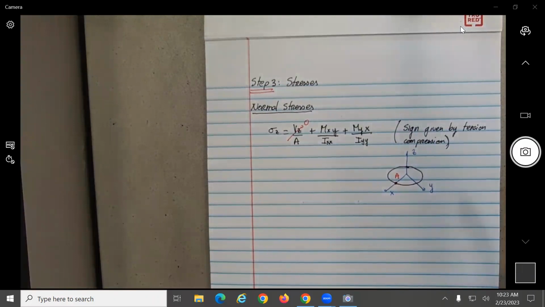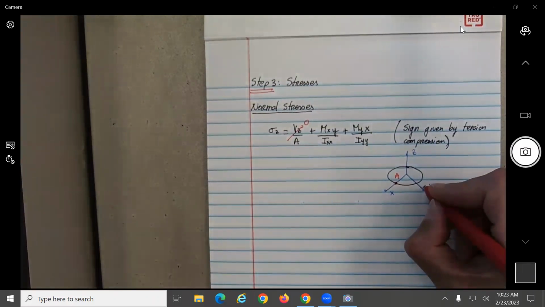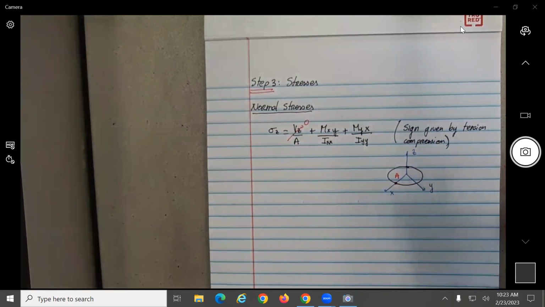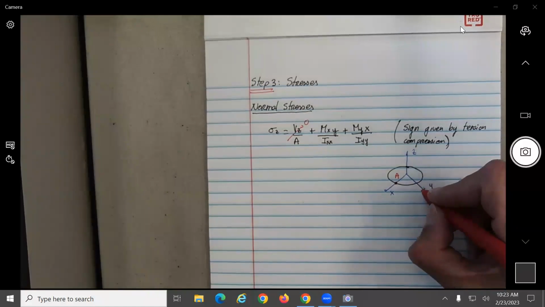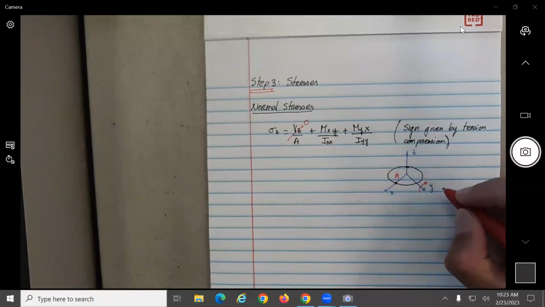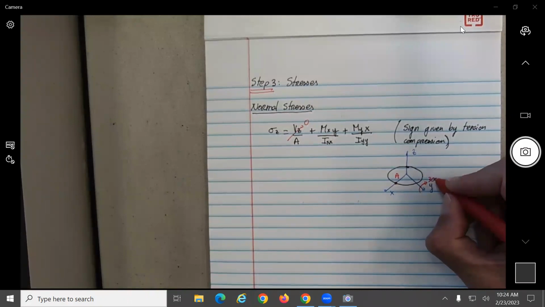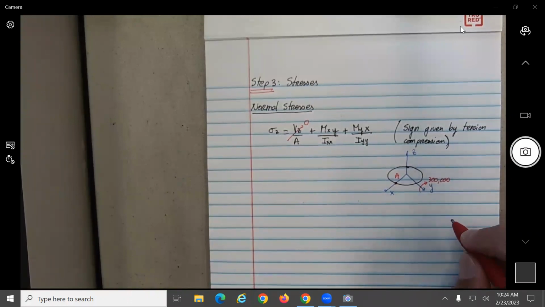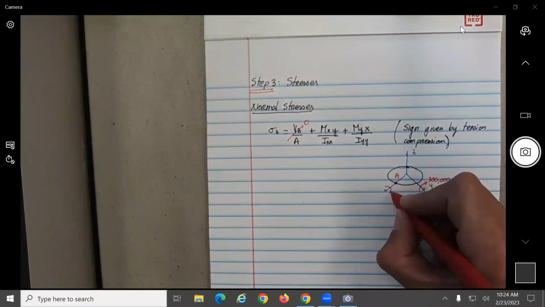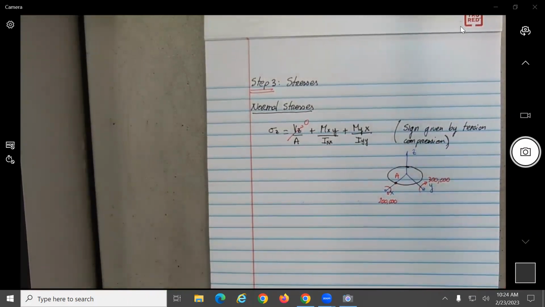So for example, if we have bending, what is the direction of the bending? That's why I like to use the external forces. The external force given here is 300,000, no? And the My is this way, 12,000. Okay, so let's first do this.